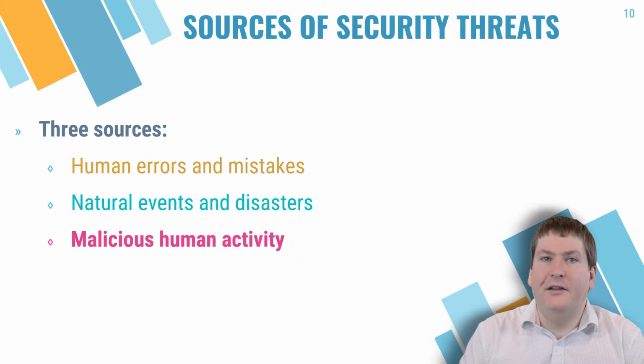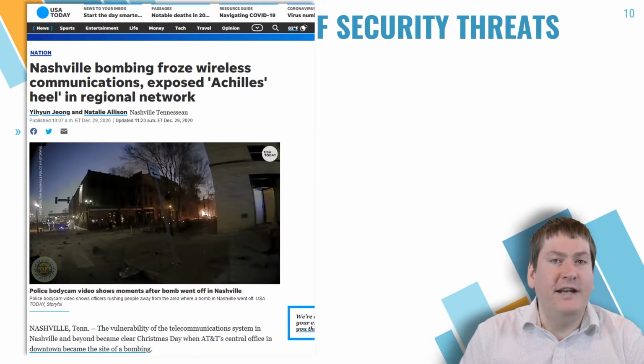The last source of security threats, and perhaps the most interesting one, are malicious human activities, including theft, the intentional destruction of data, hackers, malware, malicious emails, and even terrorist attacks. And yes, unfortunately, there have been terrorist attacks that have impacted data centers, such as the 2020 Nashville bombing of the AT&T network facility. This facility contained telephone exchanges and internet networking equipment, and the bombing resulted in AT&T phone, cellular, and internet outages across the United States, including 911 service in multiple areas.